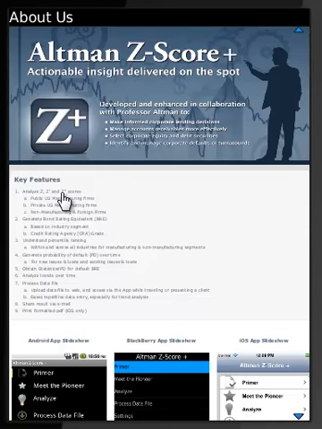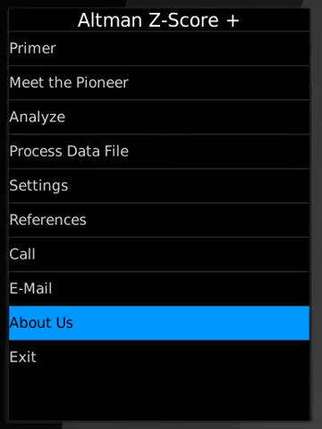Key features: analyze Z, Z prime and Z double prime scores for public US manufacturing firms, private US manufacturing firms, non-manufacturing and foreign firms, generate bond rating equivalent, understand percentile ranking within and across manufacturing and non-manufacturing industries, generate probability of default over time, analyze trends over time, process a data file, share results through email.